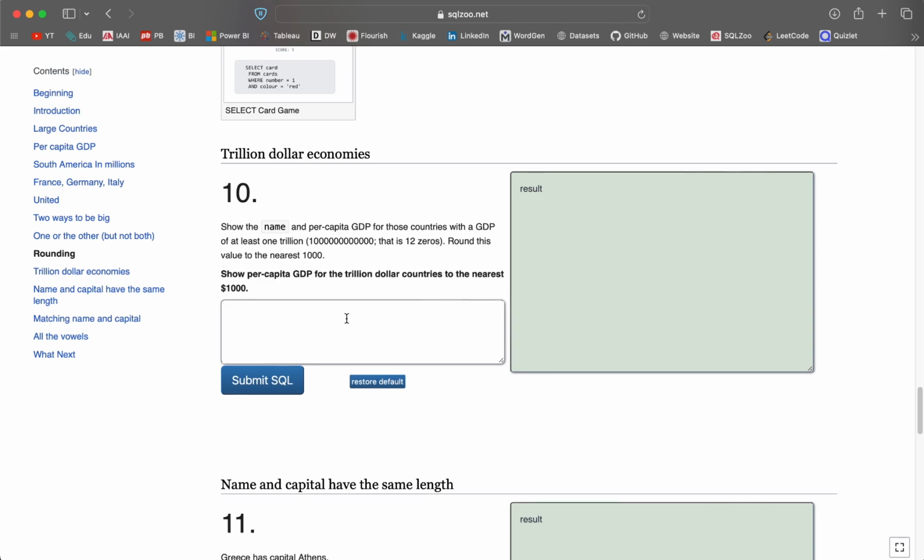Let's go to question number 10. It says, show the name and per capita GDP. Remember, per capita GDP is GDP divided by population, from world where GDP is at least 1 trillion, which is 12 zeros. Where GDP equals 1, 2, 3, 4, 5, 6, 7, 8, 9, 10, 11, 12.